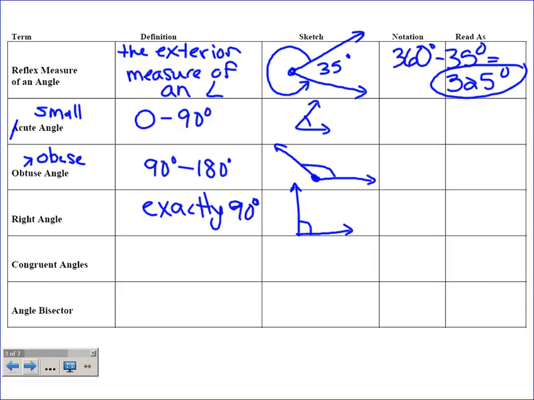Hey, what does the word congruent mean? Same. It means equal. Remember that little toothbrush with the little toothpaste on top of it? It means the same. So they're angles. So we're talking about congruent angles with the same measure.